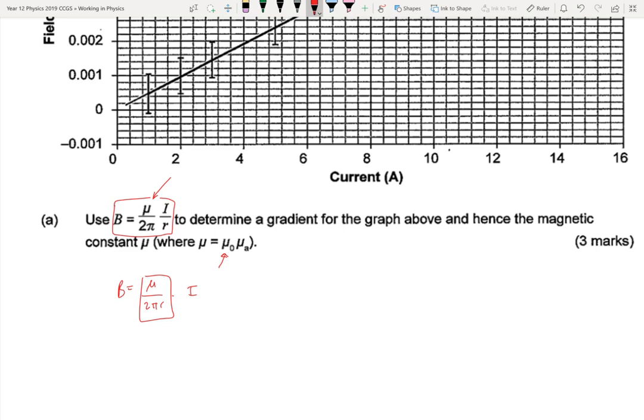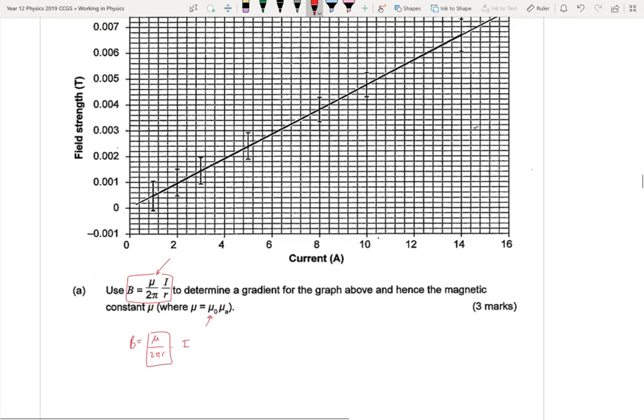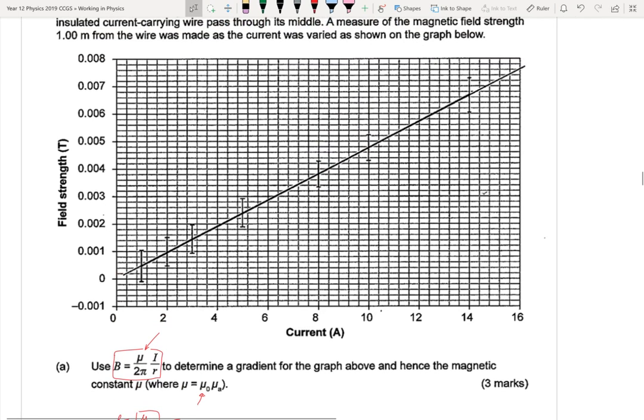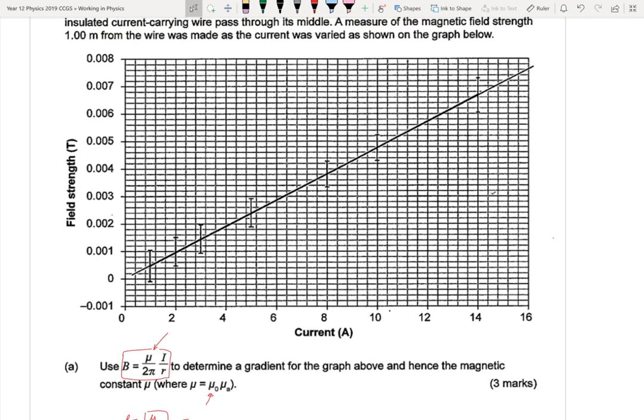Now, 3 marks, 3 minutes. So you've got to find the gradient. So I'm going to do that. You do it as well. Pick a nice point on that line. Oh gosh. Find a point. There's a point there. What are our scale steps? 1, 2, 3, 4.